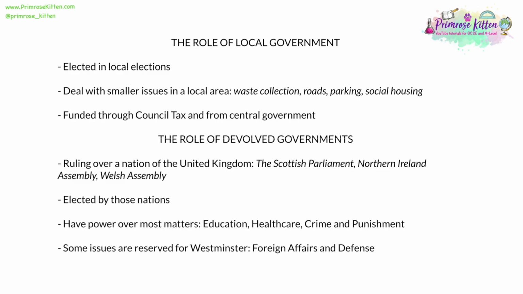Devolved governments also have several roles. They rule over a constituent nation of the United Kingdom. Examples are the Scottish Parliament, the Northern Ireland Assembly, and the Welsh Assembly. They're elected by individuals in those nations, and they have powers over most matters in that area: education, healthcare, crime, and punishment. But some issues are reserved for the Westminster government, mostly foreign affairs and defence.